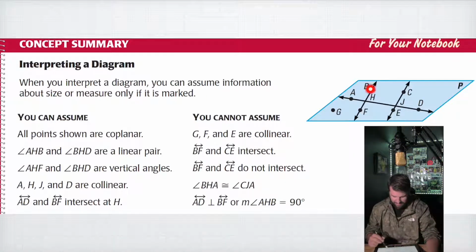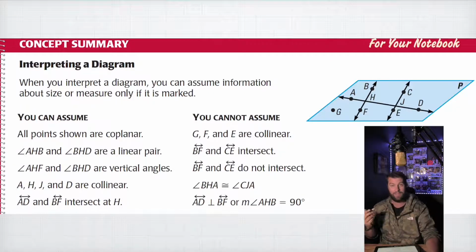We cannot say that angle BHA is congruent to angle BJA. We don't know that these two angles are congruent because that information is not given to us. We cannot assume measure or size. We cannot assume that AD is perpendicular to BF. We could, like I said, if there's a little 90-degree box there, but there isn't. And we cannot assume that the measure of angle AHB equals 90 degrees.